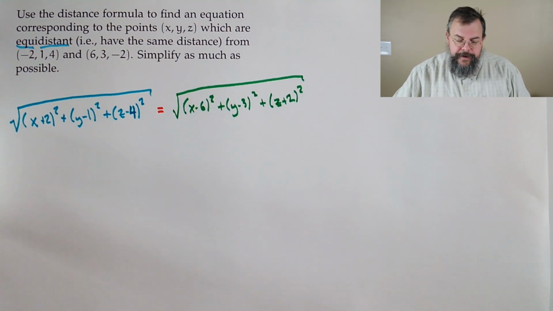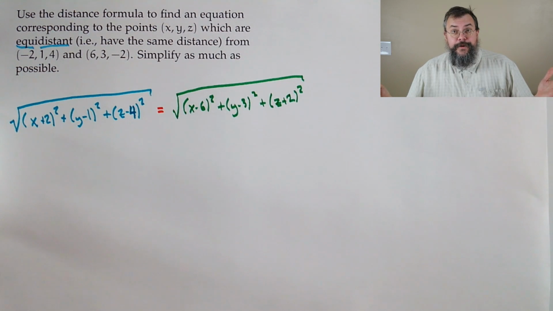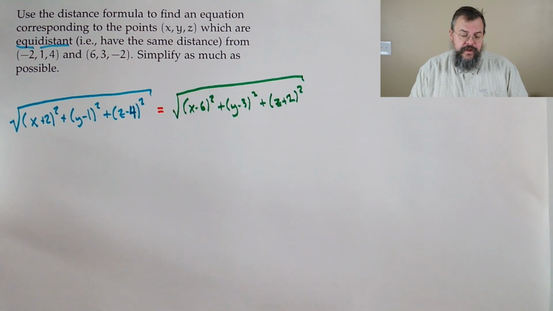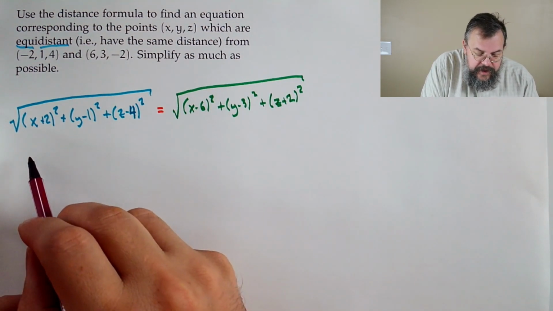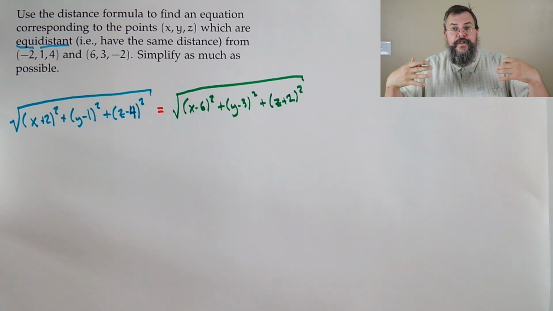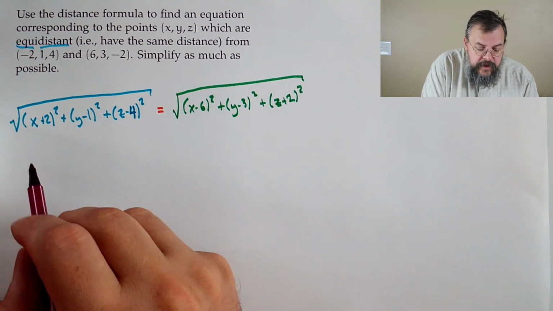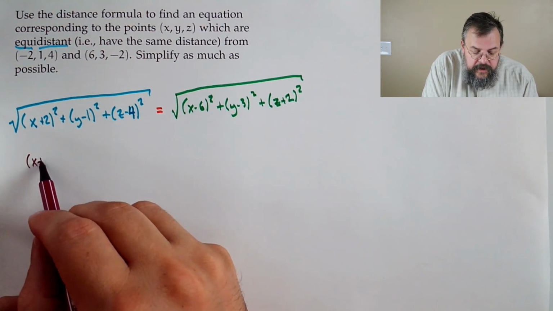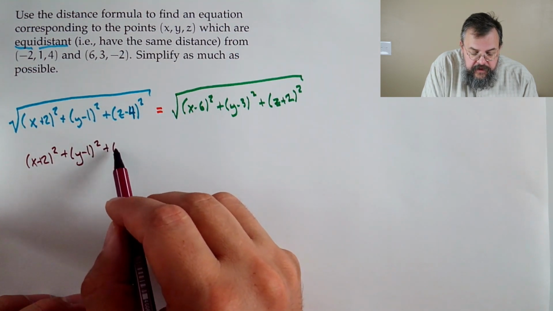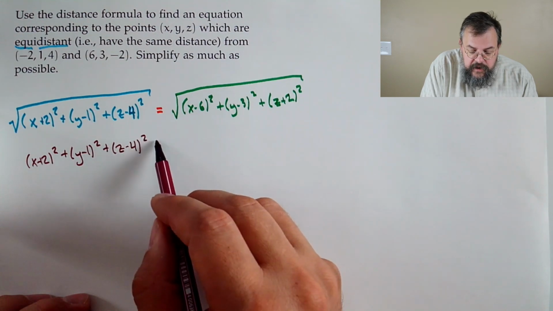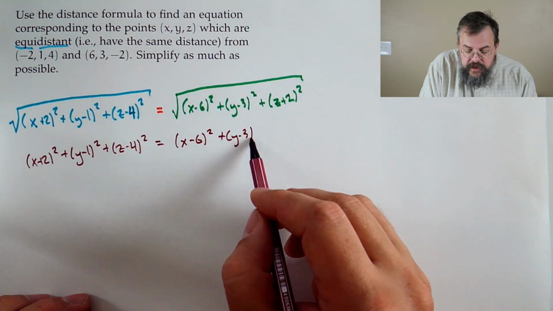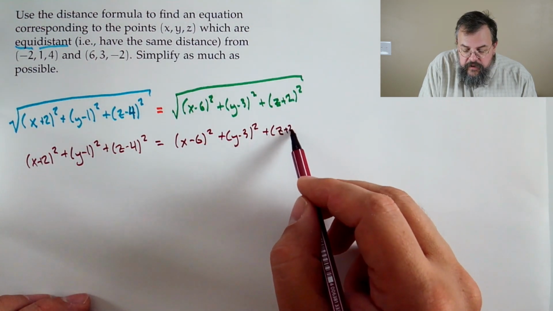All right, so what can we do? Well, I don't like the square root. Easy fix. If we square both sides, then we get rid of the square roots. And you might say, are you allowed to square both sides? Yeah, absolutely. As long as you do the same operation to both sides, they have to be equal. So we say, all right, (x plus 2) squared plus (y minus 1) squared plus (z minus 4) squared is equal to (x minus 6) squared plus (y minus 3) squared plus (z plus 2) squared.